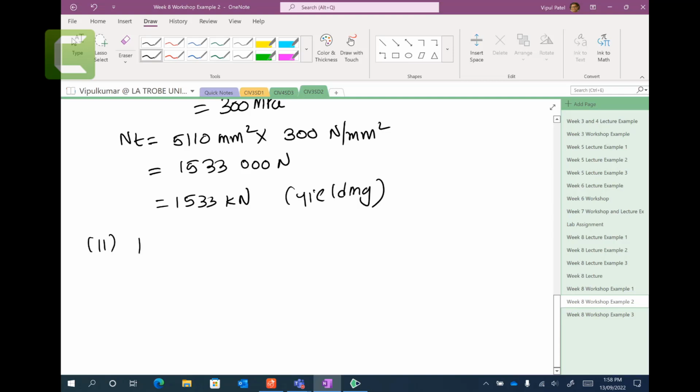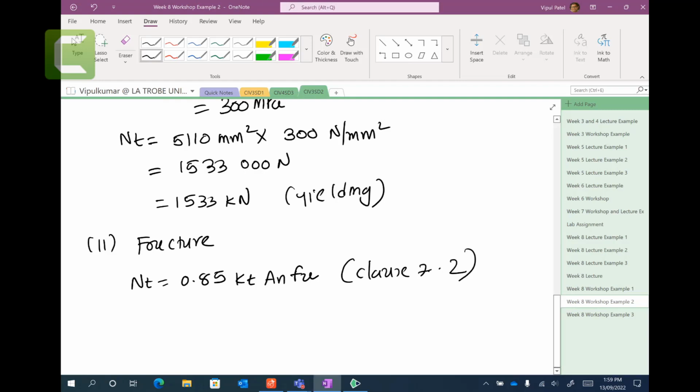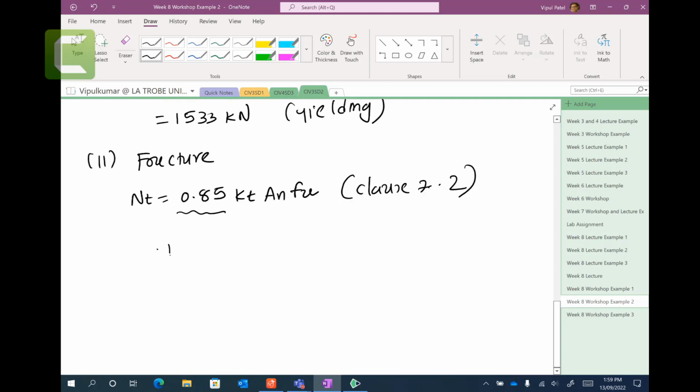Now the second option is fracture, and fracture has a simple equation. I remember without even looking: k_t, A_n and f_u. These are the equations, and this is clause 7.2. You know 0.85 now, right? I don't need to explain this one again. That 0.85 comes from the different f_u because of the holes. Now k_t is the correction factor.